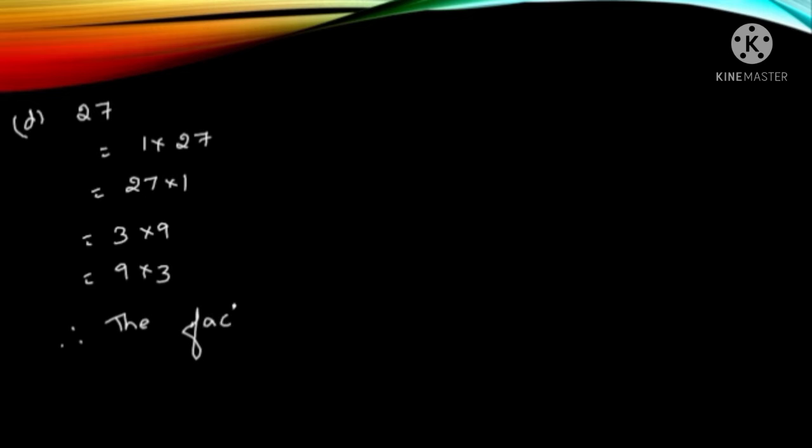Next, subdivision D, 27. 1 27s are 27, 27 ones are, 3 9s are 27, 9 3s are 27. That's all, isn't it? Apart from this we don't have any tables. Therefore the factors are 1, 3, 9, 27.